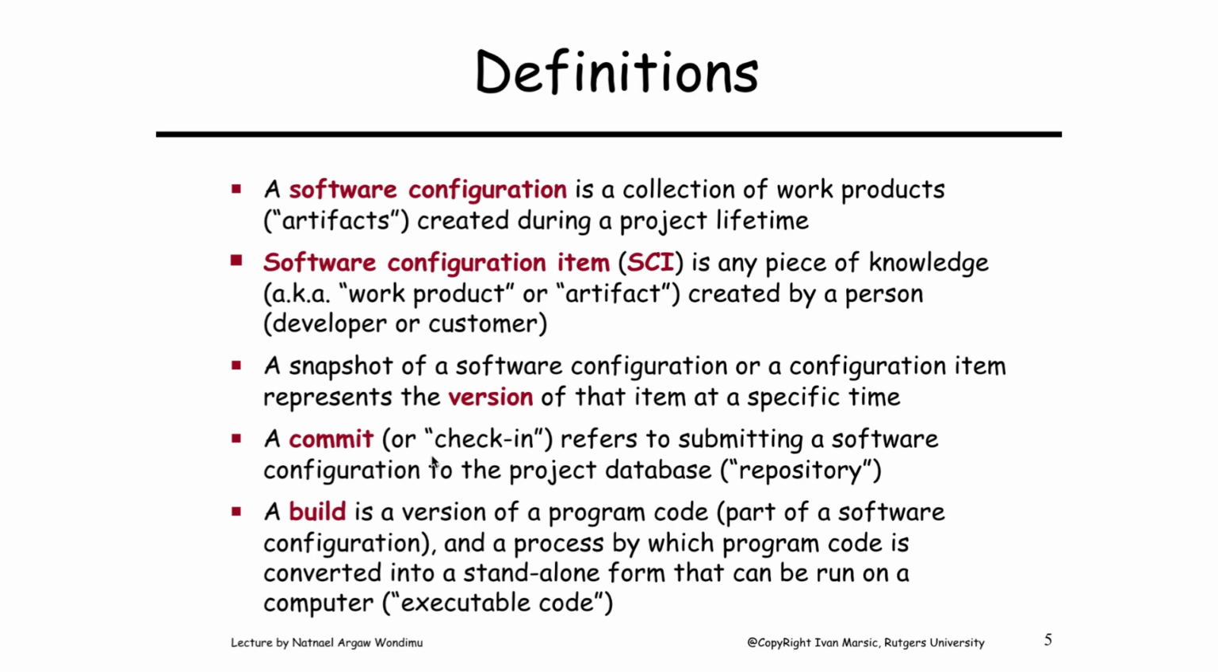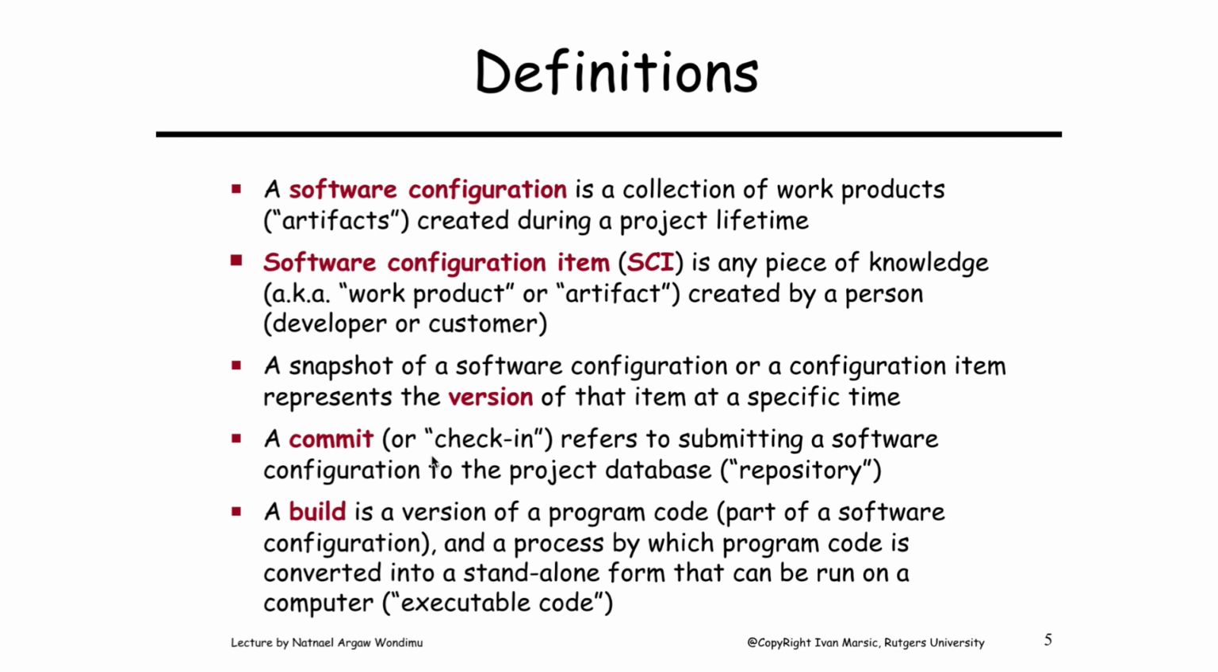That being said about software configuration management and the need for software configuration management tools, now let's talk about the definitions of some of the most important concepts in software configuration management. The first concept is software configuration. Software configuration is a collection of work products or artifacts created during a project lifetime. It basically refers to the overall management of software artifacts and their associated attributes throughout their life cycle. It involves tracking, controlling, and organizing various components such as source code, documentation, libraries, configuration files, and data among others.